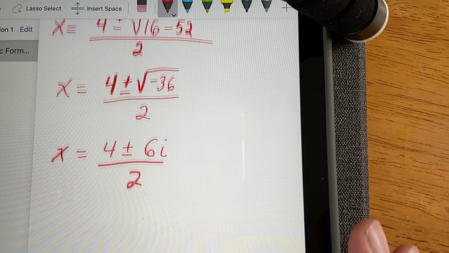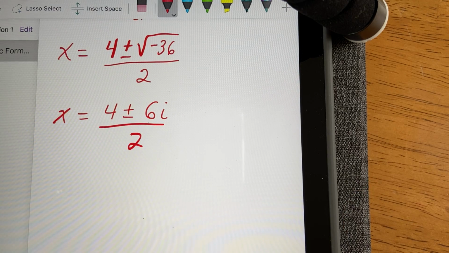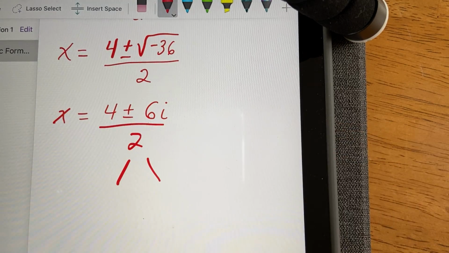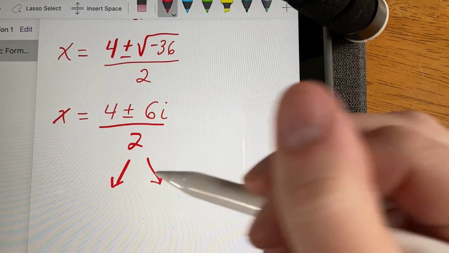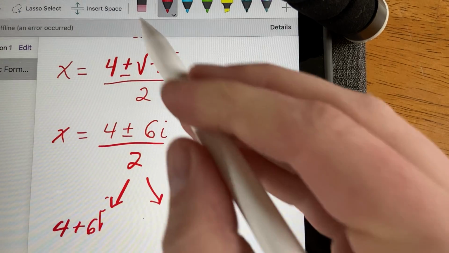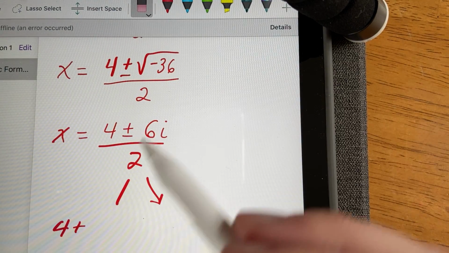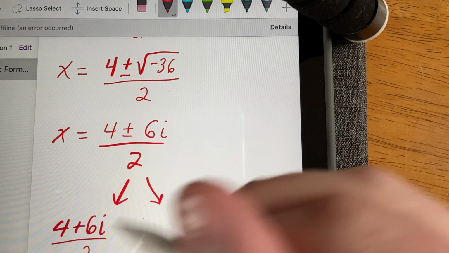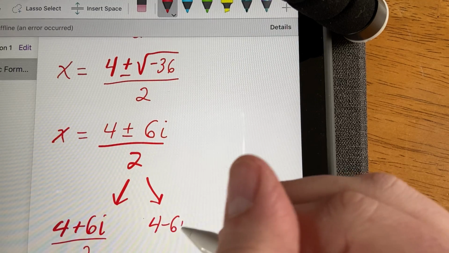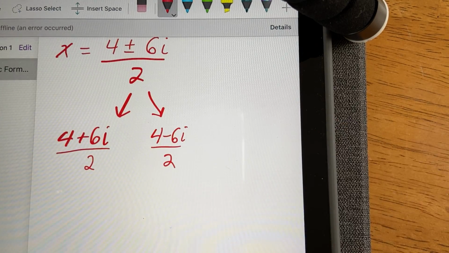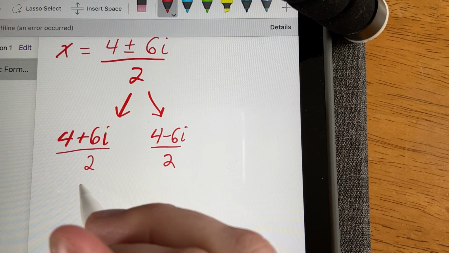Now, we can split this into 2 different parts from here. I think this is how I'm going to write it. I'm just going to do 2 different parts, one for the plus and one for the minus. So we've got 4 plus 6i over 2. And then we have 4 minus 6i over 2. So both of these can be reduced. 4 divided by 2 is 2.